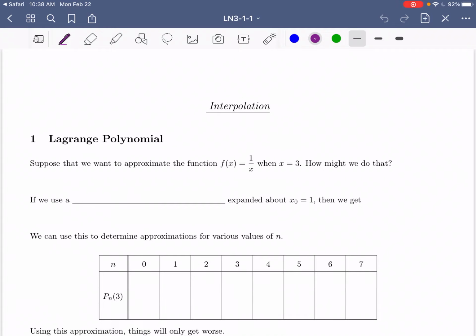Hey all, in this video we're going to take a look at polynomial interpolation. So if we have a function, let's say f of x is 1 over x, and we're thinking about it when x is equal to 3. If we wanted to approximate this function, obviously it's easy to plug that value in, but if we had a more complicated function, how might we approximate it?